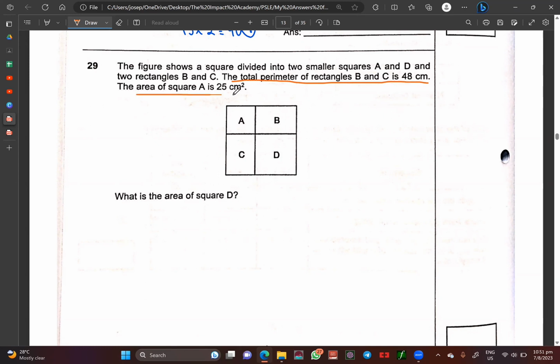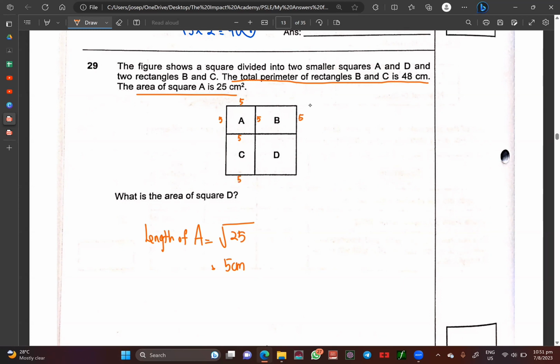They tell us that the area of square A is 25 centimeters squared. I think that is very important information, because if you know that the area of square A is 25 centimeters squared, you want to find the length. So the length of A will be the square root of 25, which is 5 centimeters. You want to quickly note down that this is 5, this is 5, then this will be 5, this will be 5, mirror image, this will be 5 as well, and this will also be 5.